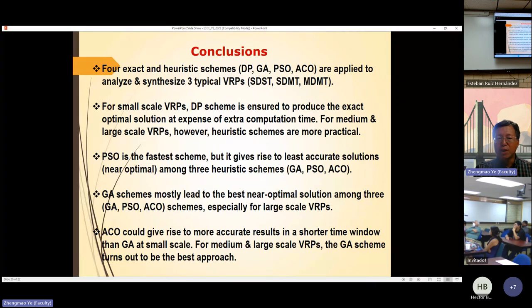The GA scheme mostly leads to the best near-optimal solution among the three schemes, especially for large-scale VRPs. Finally, ACO could give rise to more accurate results in a shorter time window than GA at small scales. And for large and medium scale VRPs, the GA scheme turns out to be the best approach.